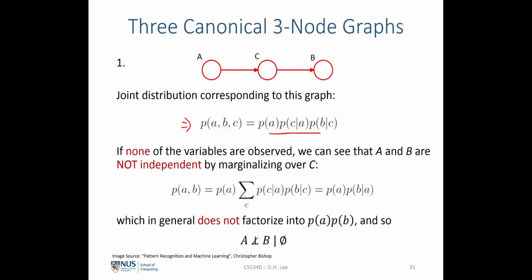In general, if none of the random variables are observed, we can see that A and B are not independent by marginalizing over C. The joint probability distribution of A and B can be obtained by marginalizing over C the joint distribution of A, B, and C, which can be rewritten using the factorized version from the graphical model. By substituting this term inside here, we can pull out P(A), since A is independent of C. It works out to be P(A) multiplied by the sum over C of P(C|A)P(B|C), which is P(B|A), and in general this is not equal to P(A) multiplied by P(B). So this means that A and B are not independent, given that we observe none of the random variables here.